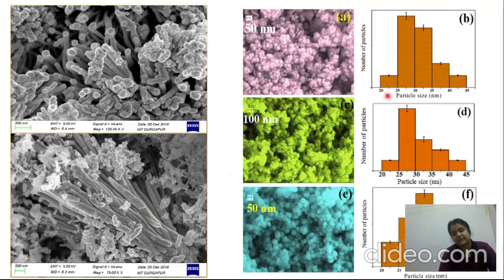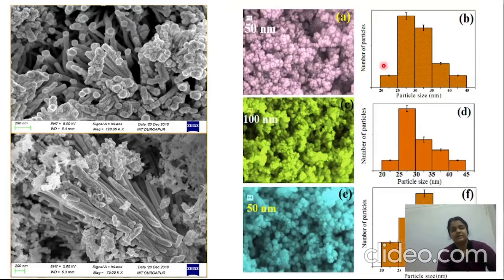Okay, and these are basically the particle size histograms, which can be obtained by measuring the particle size from these same images. In this way we can understand the morphology of the sample, and also we can measure the average particle size by this analysis of the scanning electron microscopic technique.